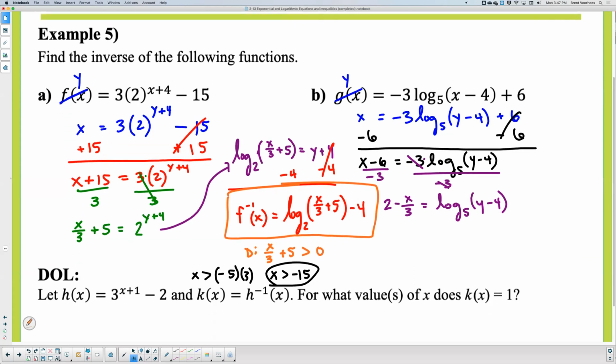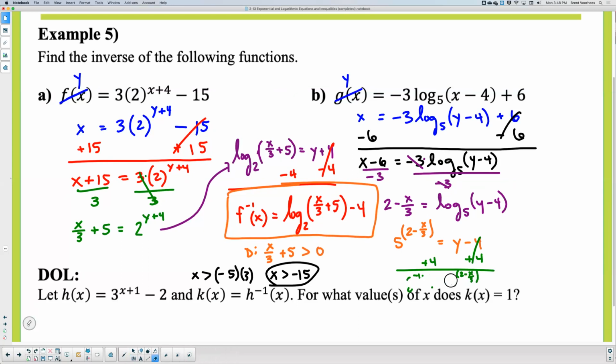Okay, now that the logarithm is isolated, I'll convert it to exponential. And so I could say 5 raised to the power of 2 minus x over 3 equals what the logarithm originally looked like it was raised to, y minus 4. And so the last step here, to isolate that y, is to add 4 to both sides. And finally, we'd have our inverse. So this is G, I'm sorry, this would be G inverse, which would be 5 raised to the power of 2 minus x over 3.